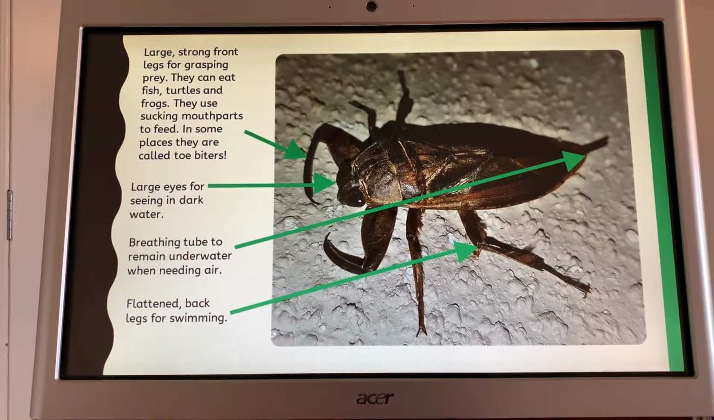Large, strong front legs for grasping prey. They can eat fish, turtles and frogs. Wow. They use sucking mouth parts to feed. In some places, they're called toe biters. Large eyes for seeing in dark water. Breathing tube to remain underwater when needing air. And flattened back legs for swimming.